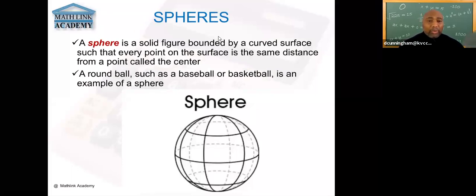So for example, a round ball, a basketball, golf balls, those are all spheres. And those are an example. And here's an example of how it looks.